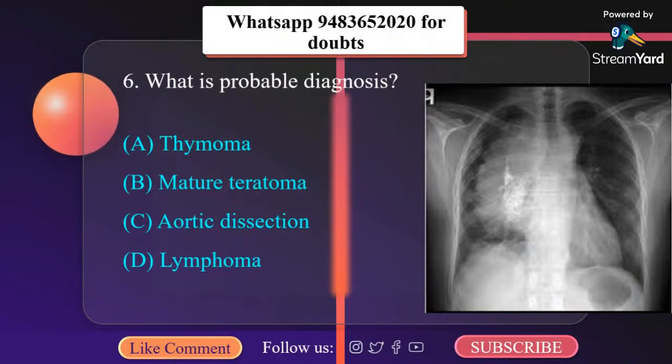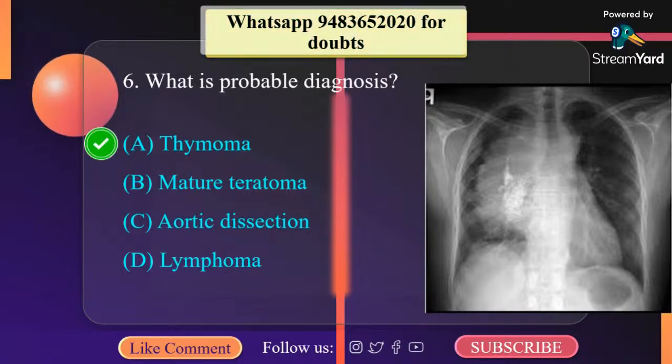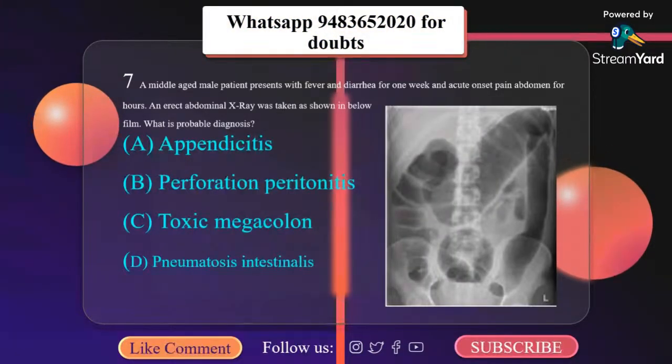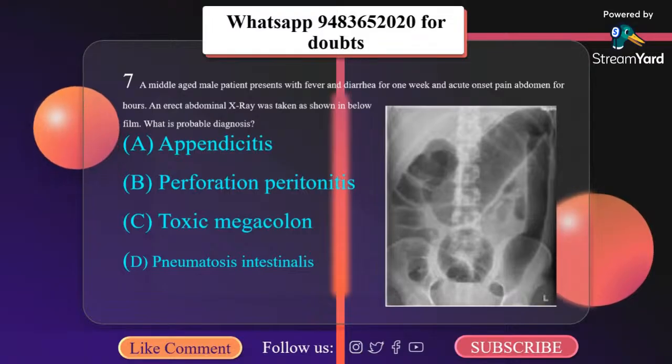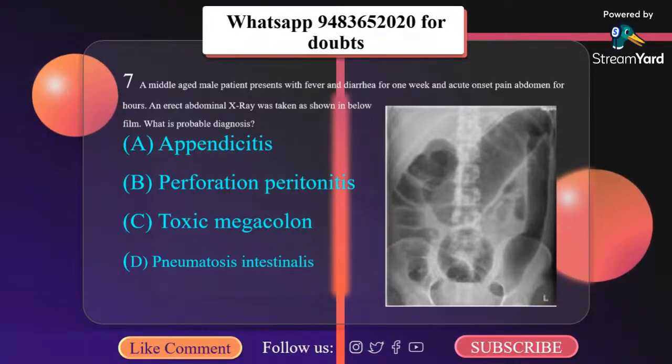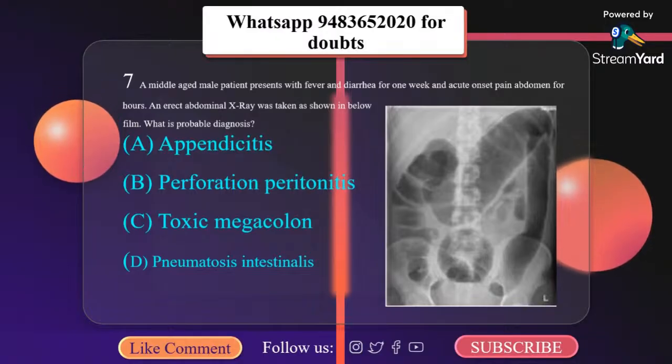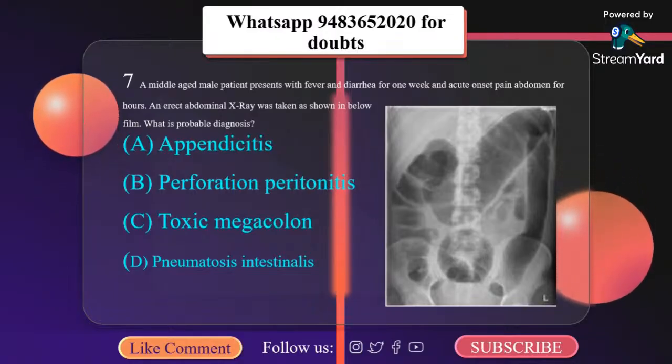What is the probable diagnosis here? A. Thymoma, B. Mature teratoma, C. Aortic dissection, D. Lymphoma. It is thymoma. A middle-aged male patient presents with fever and diarrhea for 1 week, acute onset pain abdomen for hours, and an abdominal X-ray was taken as shown. What is the probable diagnosis? A. Appendicitis, B. Perforation peritonitis, C. Toxic megacolon, D. Pneumatosis. It is toxic megacolon.